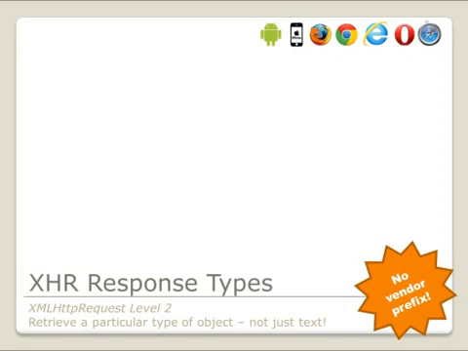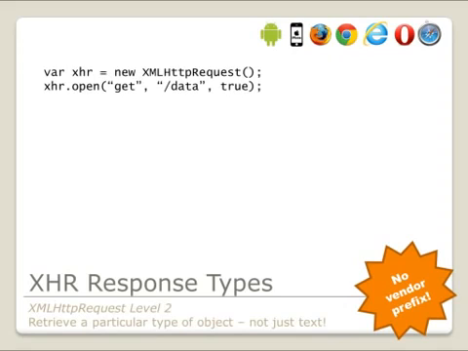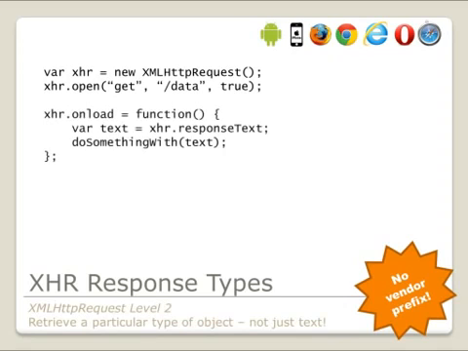The next feature in XML HTTP request level 2 is called response types. And this lets you retrieve a particular type of object from the server response, not just text. Now you're used to doing some of this already in all browsers. So you probably are using response text when you get a response from the server and then doing something with that text. And that works for all types of responses.